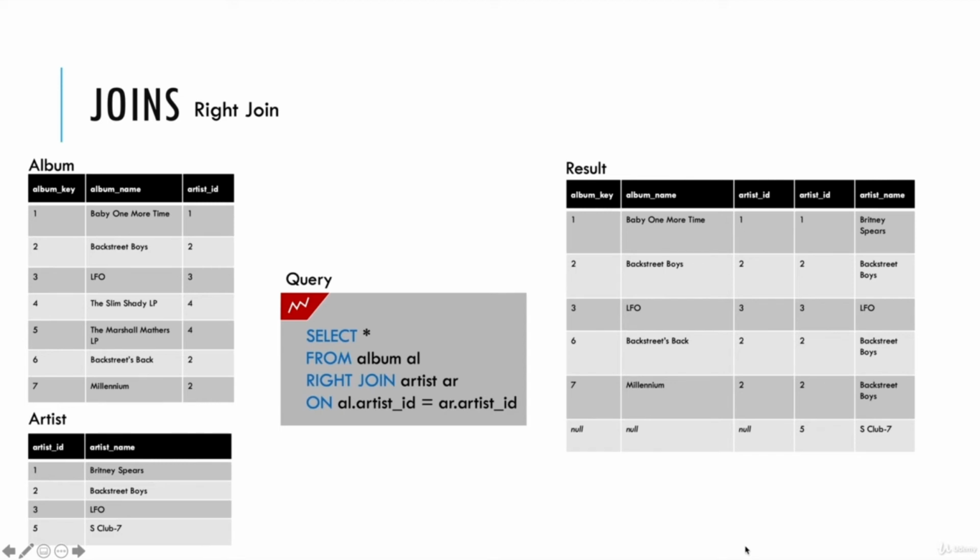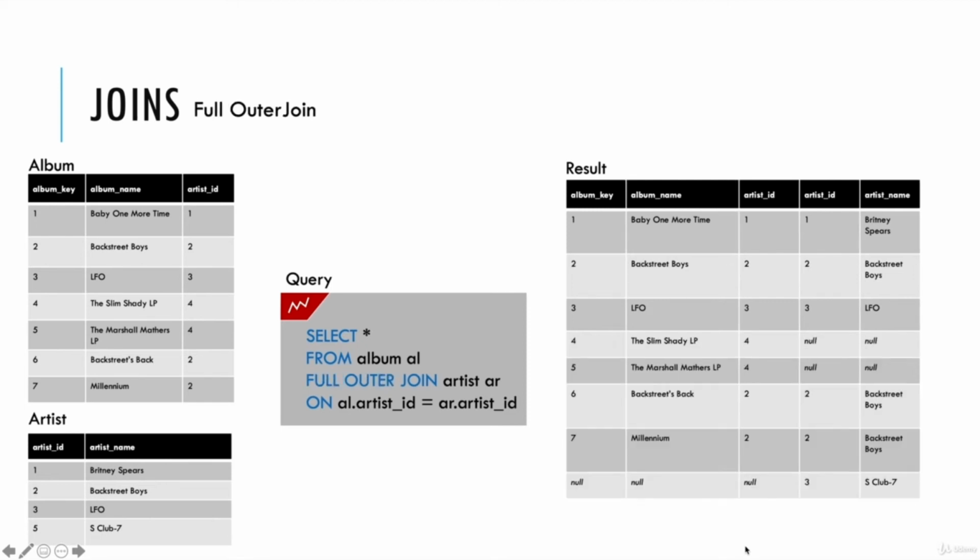So at the very bottom, we now have our artist ID number 5, S Club 7, but we don't have the Marshall Mathers LP information and we don't have the Slim Shady LP information. So the left join and the right join really behave in the same way, just keeping items from the first or the second table. You could also rearrange the tables in your query and keep it with a left join and you still get the same result. Now, if you want everything, you can use something called a full outer join.